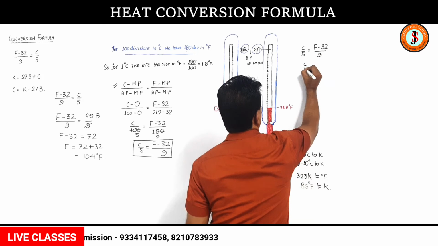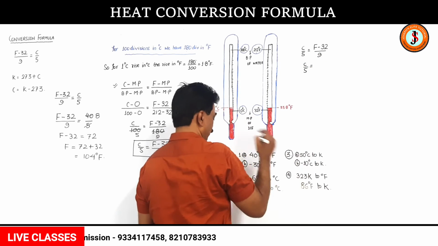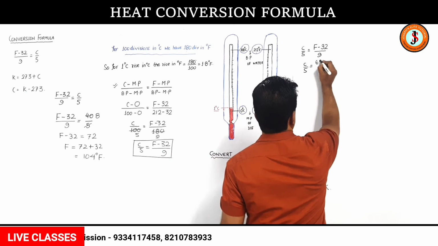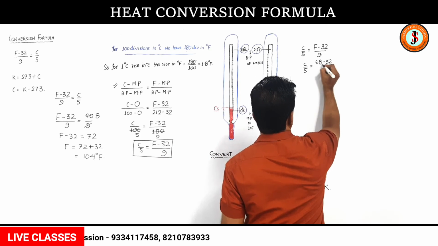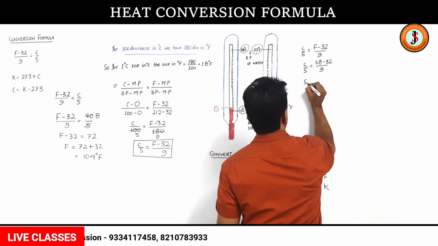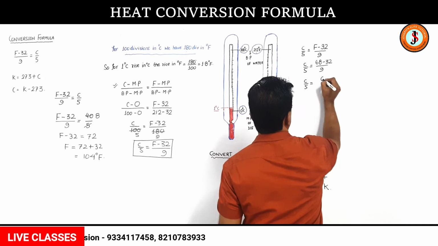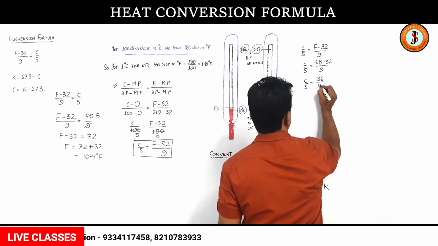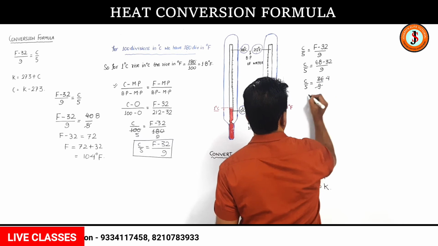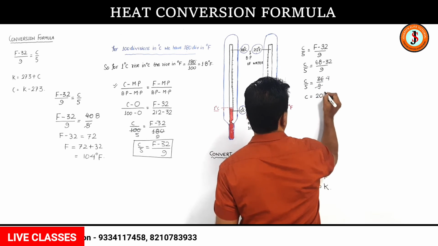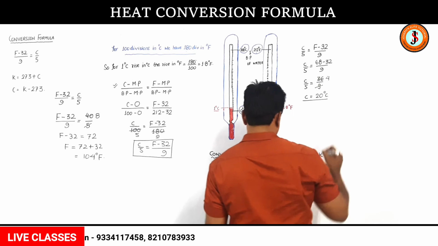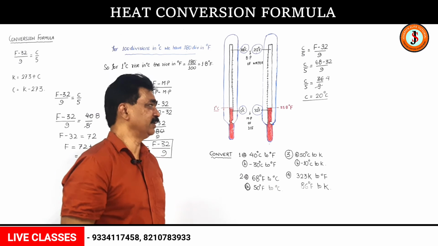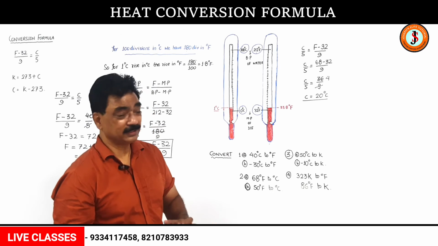Now C by 5 is equal to F minus 32 by 9. F is given as 68, so we will write down 68 minus 32 by 9. So C by 5 is equal to 36 by 9, which is 4. C is equal to 5 times 4, which is 20 degree centigrade. That means we have got 68 degree Fahrenheit is equal to 20 degree centigrade. So that is more or less done.